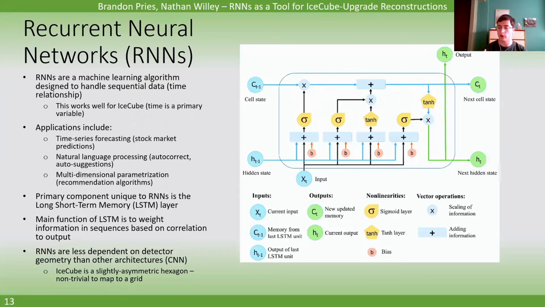We've tried using other neural network architectures in IceCube, for example CNNs, but there are some issues with that. One of the main reasons is that a CNN specifically requires some sort of grid-like pattern, but IceCube is not a grid. It's a hexagon, and it's also not a perfect hexagon. It's a little bit asymmetrical. RNNs don't deal with that issue as much because they are less dependent on the detector geometry, so that is an advantage it has over other architectures.